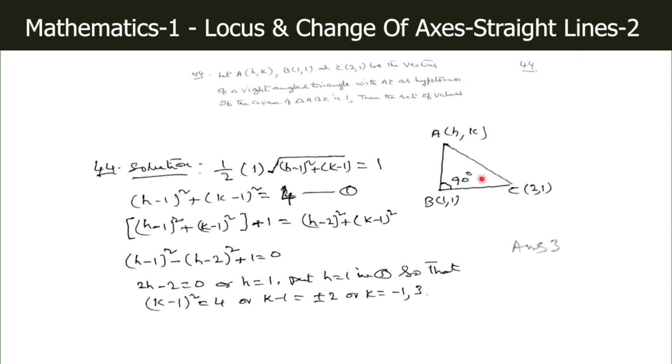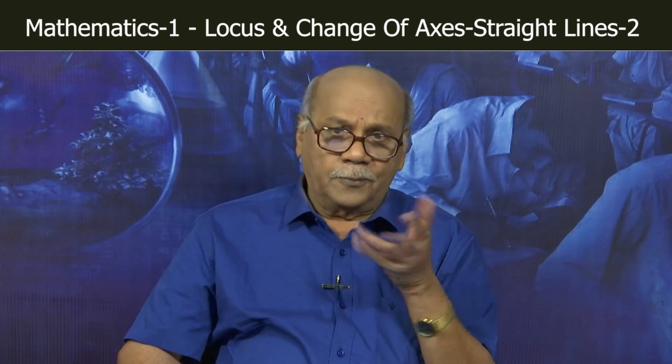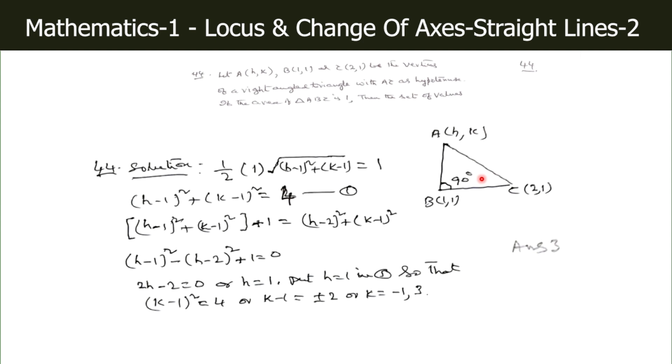In a right angle triangle, you know the sum of the squares of the sides is equal to the square of the hypotenuse. So AB square is (h minus 1) whole square plus (k minus 1) whole square, BC square is 1 square, which is 1, is equal to (h minus 2) whole square plus (k minus 1) whole square. So that indicates that (h minus 1) whole square minus (h minus 2) whole square plus 1 equal to 0, or you will get that h is equal to 1. Now putting h is equal to 1 in 1, so that (k minus 1) whole square is 4. So k is equal to minus 1 comma 3.